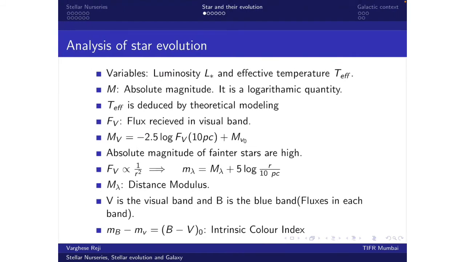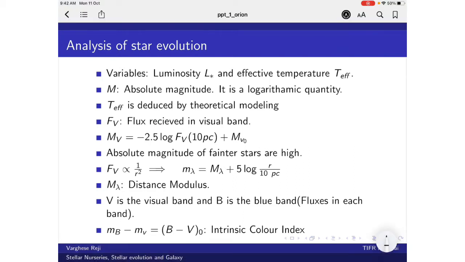So next we are moving on to analysis of star evolution. For the analysis of star evolution, we take two quantities mainly. Those are luminosity and effective temperature. Luminosity is mainly the intensity of the star, and effective temperature we are calculating theoretically from the spectra. We are thinking that the star is a black body, then we take the spectra of that, then we fit with the theoretical value. In that way we are taking the effective temperature, and capital M is called absolute magnitude.